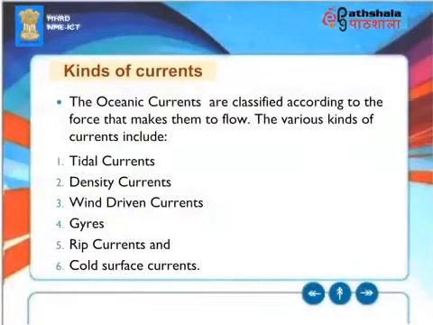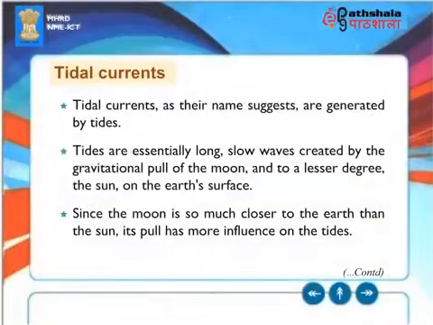Kinds of currents. The oceanic currents are classified according to the force that makes them flow. The various kinds of currents include tidal currents, density currents, wind-driven currents, gyres, rip currents, and cold surface currents. Tidal currents. Tidal currents, as their name suggests, are generated by tides. Tides are essentially long, slow waves created by the gravitational pull of the moon and, to a lesser degree, the sun on the Earth's surface.